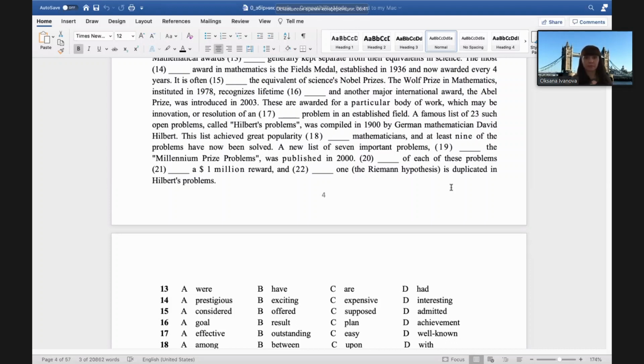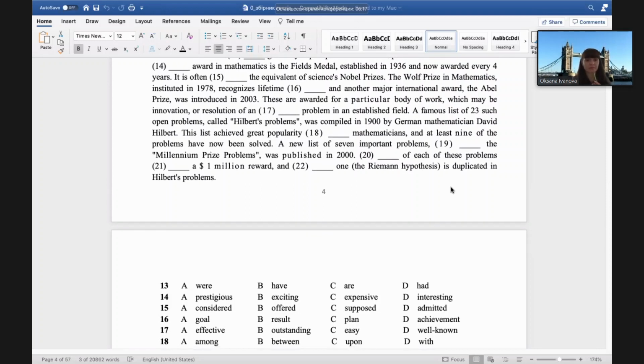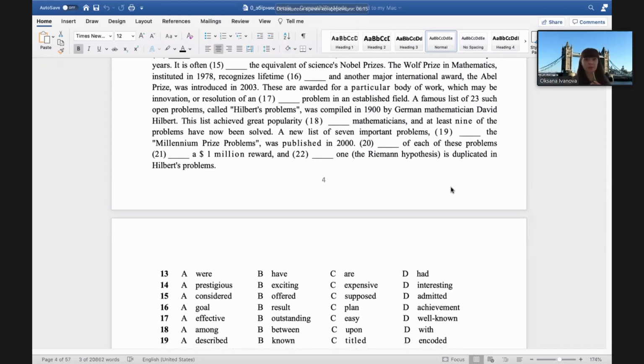A famous list of 23 such open problems called Hilbert's problems was compiled in 1900 by German mathematician David Hilbert. The list achieved great popularity among mathematicians, and at least 9 of the problems have now been solved. Yes, great, absolutely, yes, Aman. Aman is the best answer.